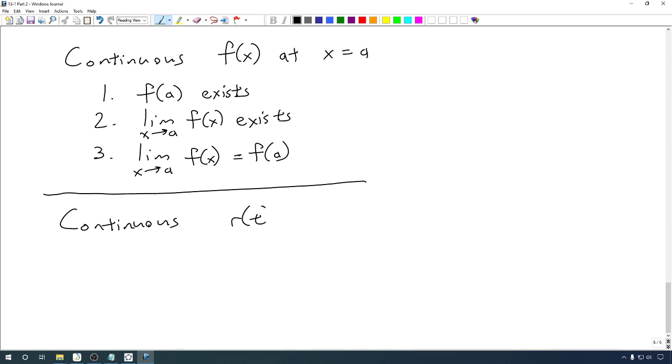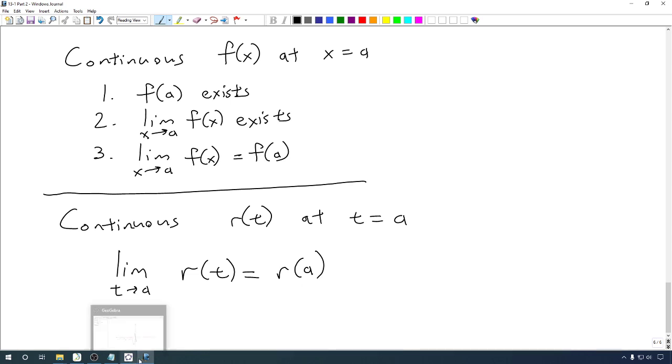Now that we have limits, we can say the same thing. You can say r of t at a particular value of t. We could write it out in three parts like we did there. I'm just going to write out the limit as t going to a this time, of r of t equals r of a. As long as the limits can be found by plugging in the number, then we say that the vector valued function is continuous at that value.